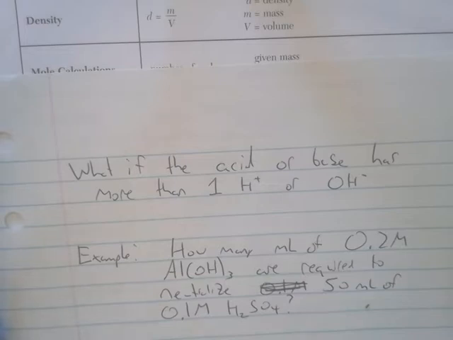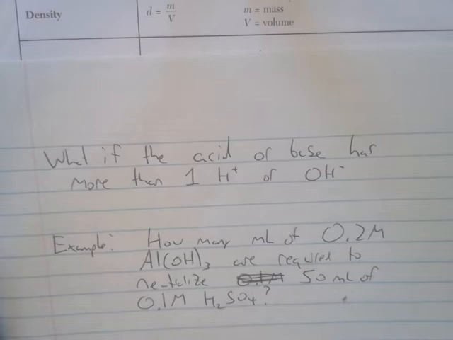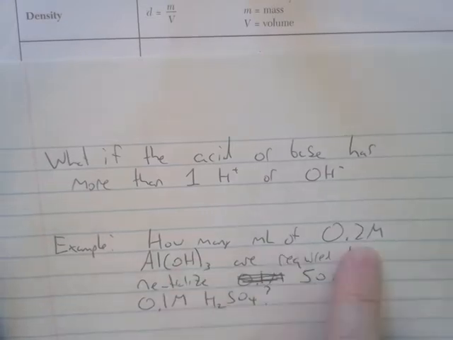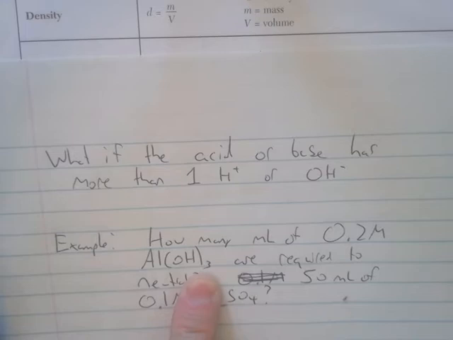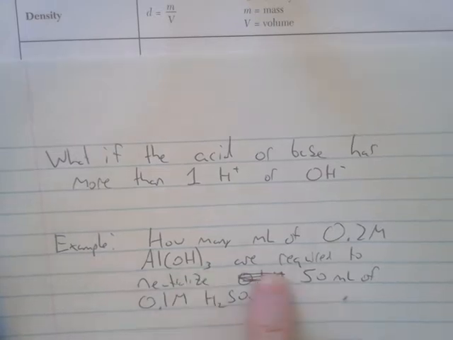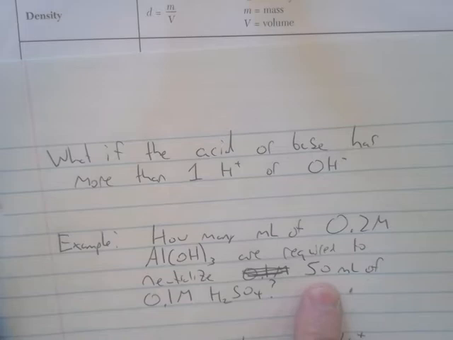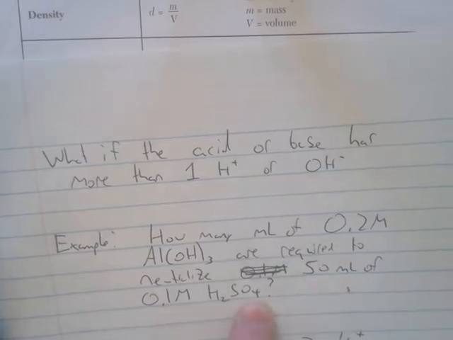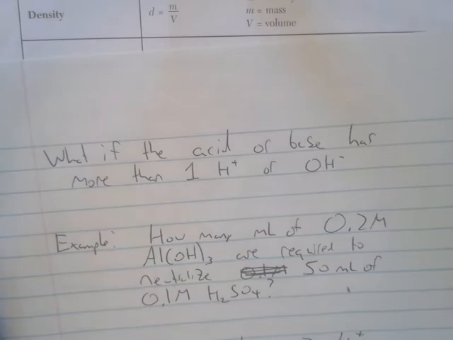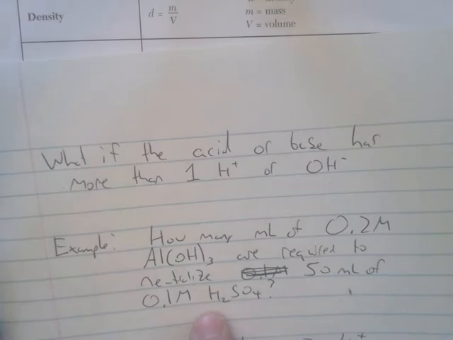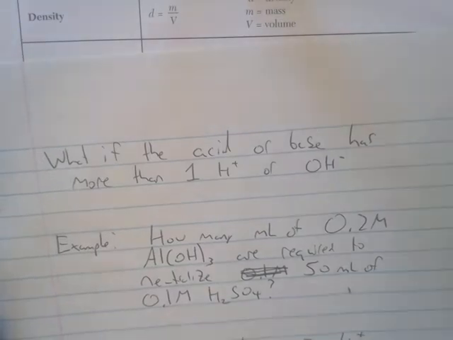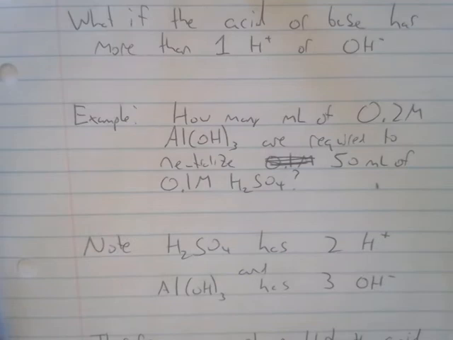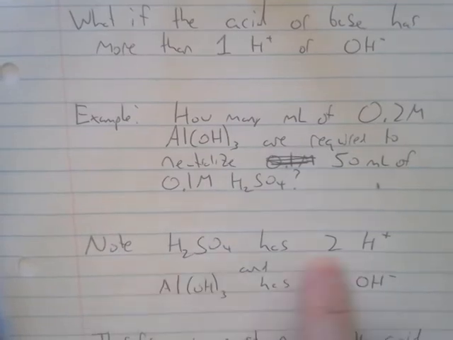How many milliliters of 0.2 molar AlOH3, and notice that has 3 OHs, are required to neutralize 50 milliliters of 0.1 molar H2SO4? And notice that acid has 2 H's. So these aren't equal. In the previous problem, there was 1 H and 1 OH. Now I have 3 OHs right there and 2 H's right there. So first thing is I'm going to rewrite that so it's clear. Note, H2SO4 clearly has 2 H plus ions, and AlOH3 clearly has 3 OH minus ions.